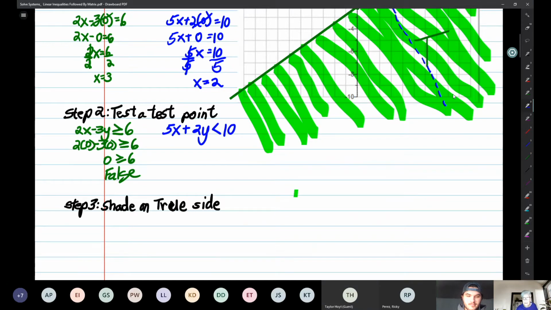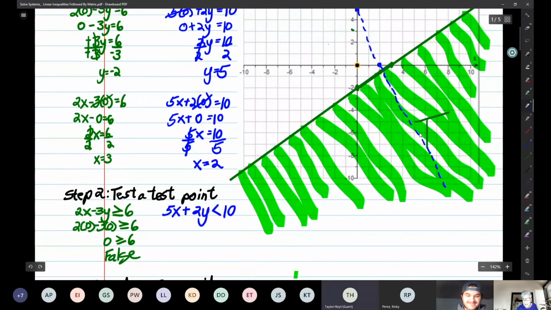Okay, and x is 0 and y is 0 when I choose the point 0, 0 right in the center. So I will have 5 times 0 plus 2 times 0, and that's strictly less than 10. So 0 is strictly less than 10, and that is true. So what that means is for the blue line, I am going to shade on the 0, 0 side.